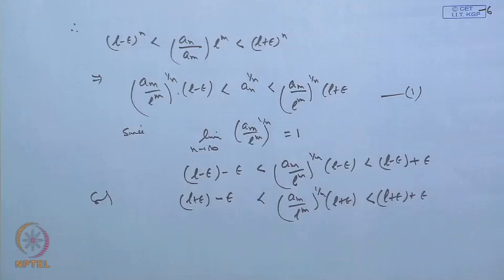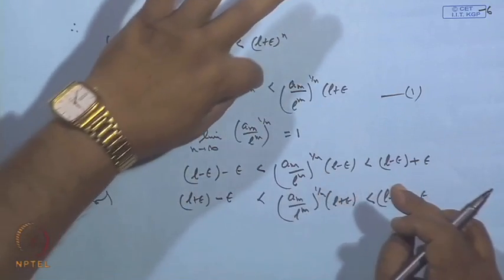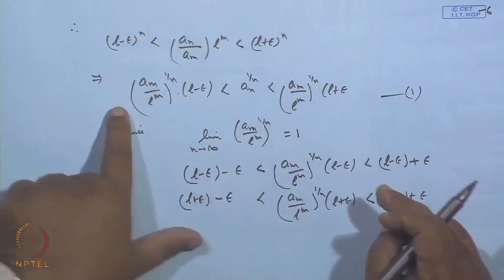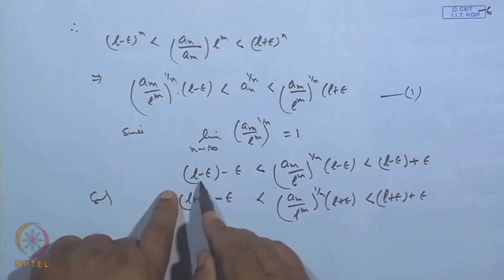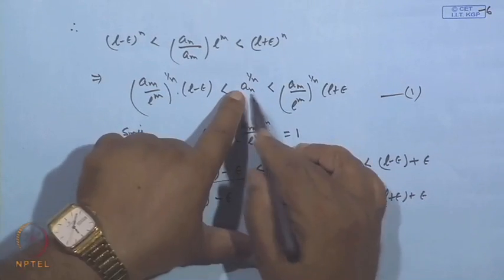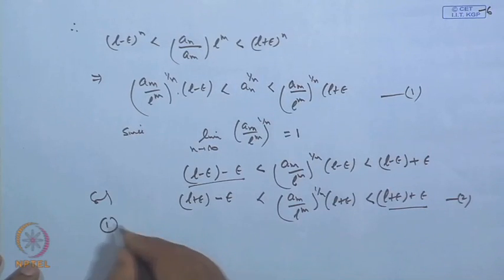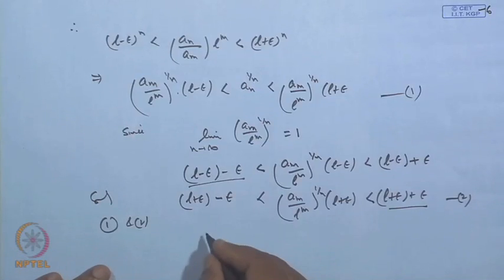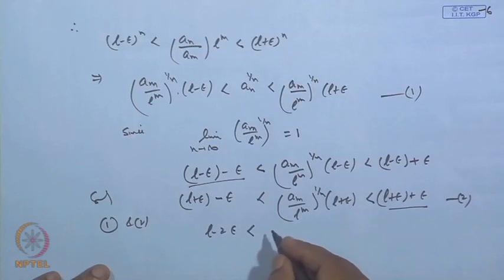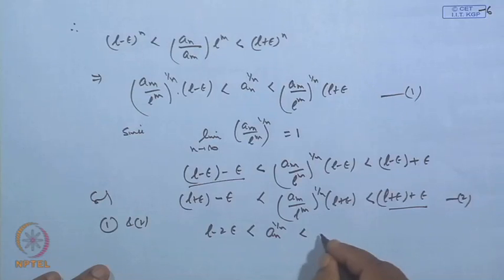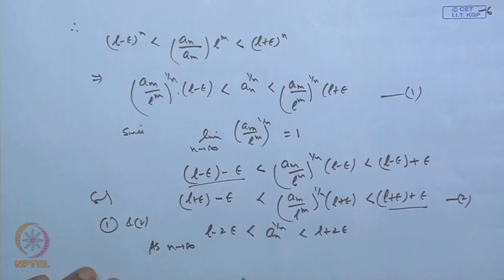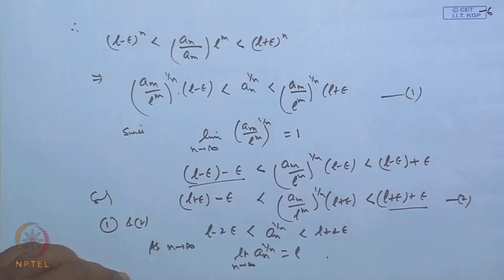So what we conclude is that if I look at this entire thing, a_n to the power 1 by n, the lower bound will be L minus 2 epsilon, and the upper bound will be L plus 2 epsilon. If we combine 1 and 2, we get L minus 2 epsilon is less than a_n to the power 1 by n is less than L plus 2 epsilon. So as n tends to infinity, the limit of a_n to the power 1 by n is nothing but L, and this proves the result.